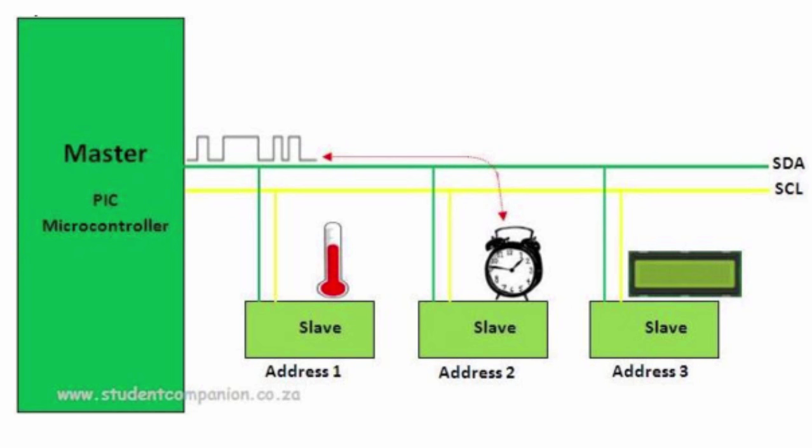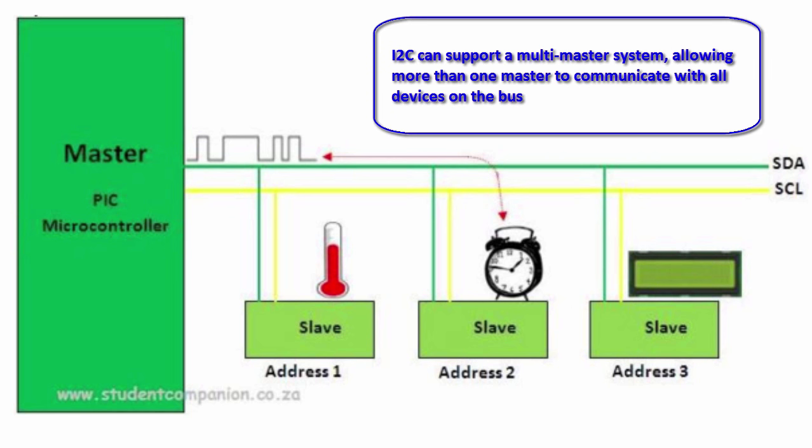Another advantage of using I2C, unlike the SPI bus, is that I2C can support a multi-master system, allowing more than one master to communicate with all the devices on the bus.